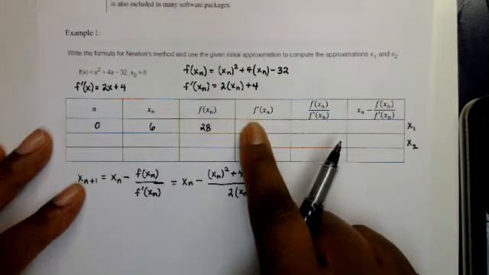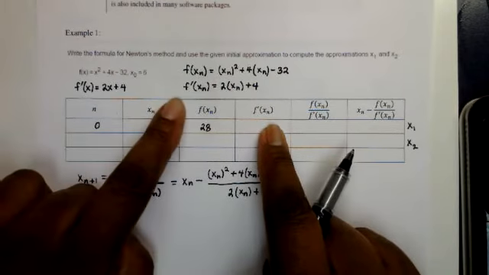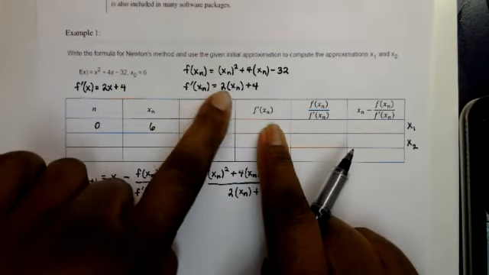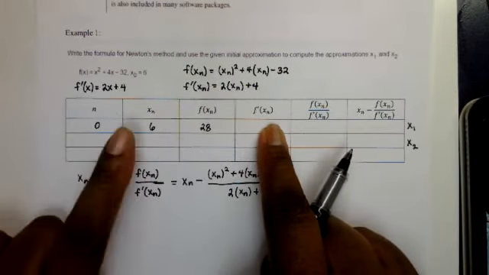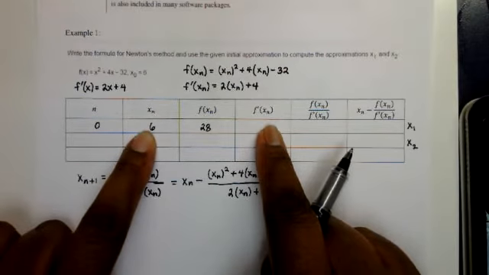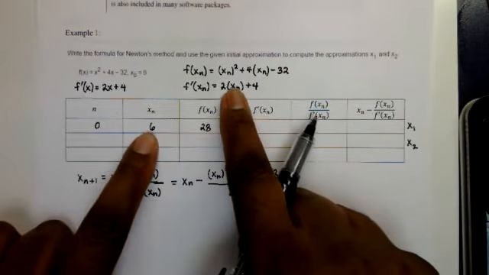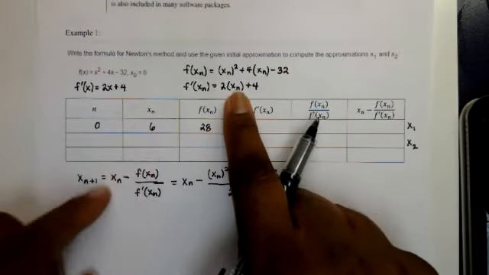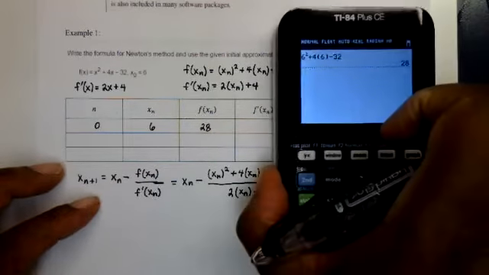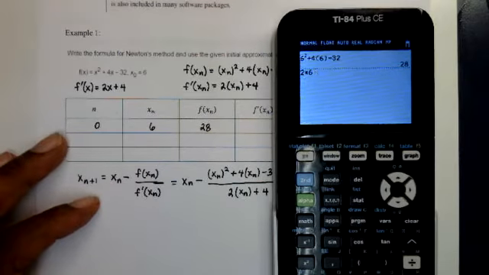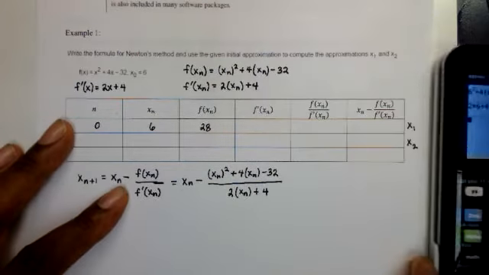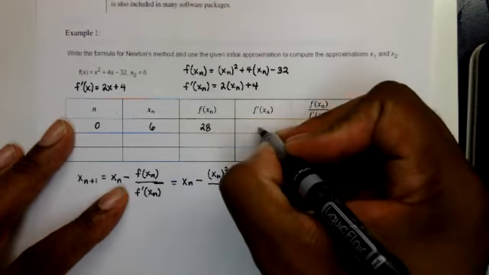And then for this one, f prime of x sub n. Here, f prime of x sub n, that's the 2 times x sub n plus 4. And again, x sub n is 6. So I'm going to substitute this x sub n with this 6. So it'll be 2 times 6 plus 4. And that would give me 16. So that 16 will go here.